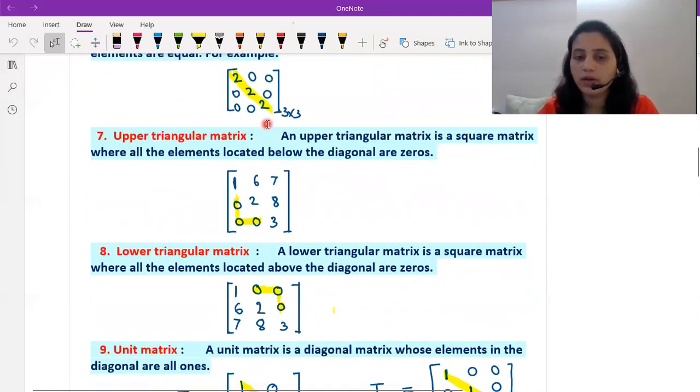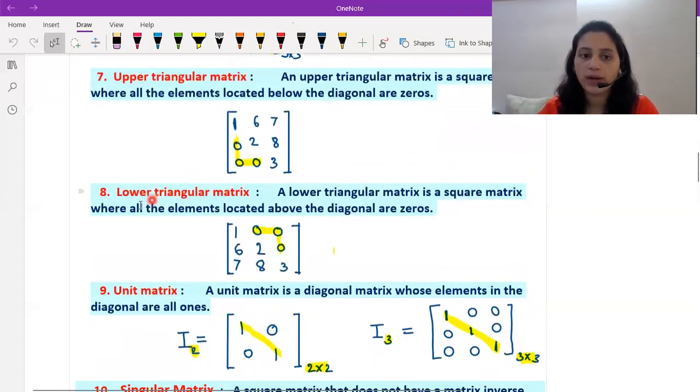Now next, the upper triangular matrix. An upper triangular matrix is a square matrix where all the elements located below the diagonal are zeros. So this is my diagonal, 1, 2, 3, and the elements located below the diagonal are 0. So this triangle is 0 for the upper triangular matrix.